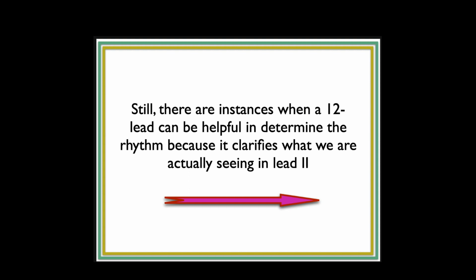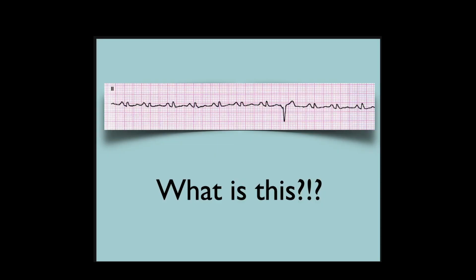Okay, new topic. Every once in a while, it's really hard to tell what the rhythm is from lead 2, when we print out a strip. And the 12 lead is actually going to help you decide what the rhythm is. And here's a very good example of that. What's this? This is lead 2. And I'm looking at it, kind of scratching my head and saying, I have some ideas, but I'm not entirely sure. I think maybe this is a PVC, but that's the only thing I'm sure of. This is a really hard strip.